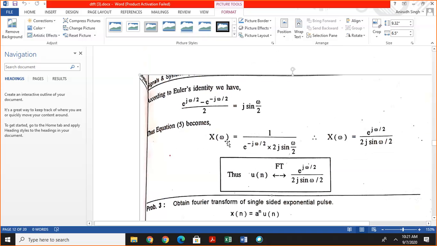and so X of omega is written as 1 by exponential minus j omega by 2 multiplied by 2j sine omega by 2. So this is the formula for the Fourier transform of the unit step function.